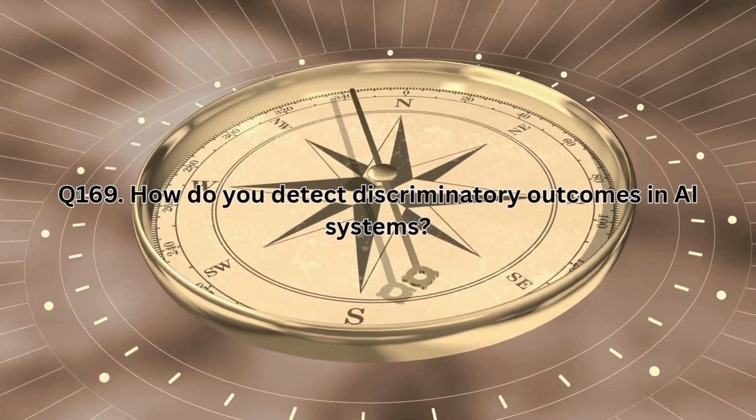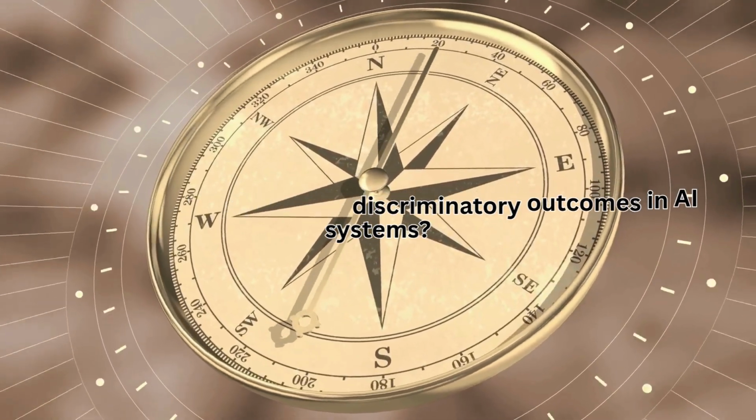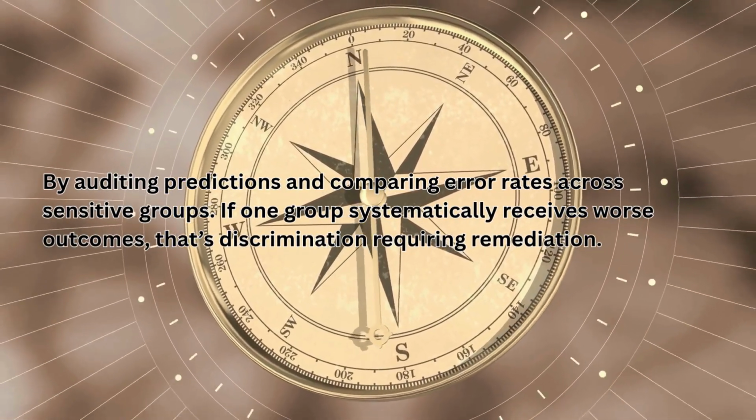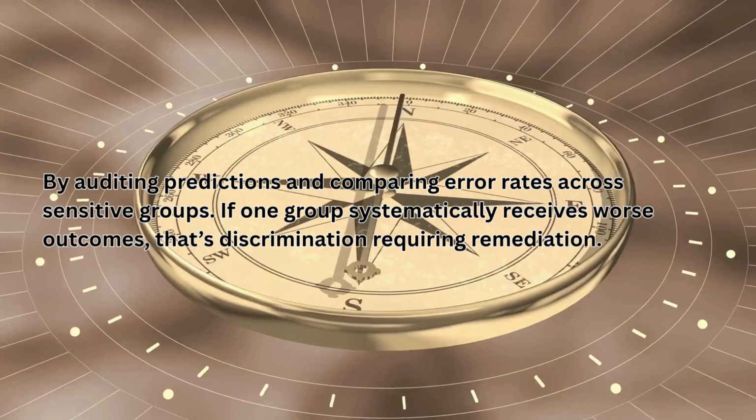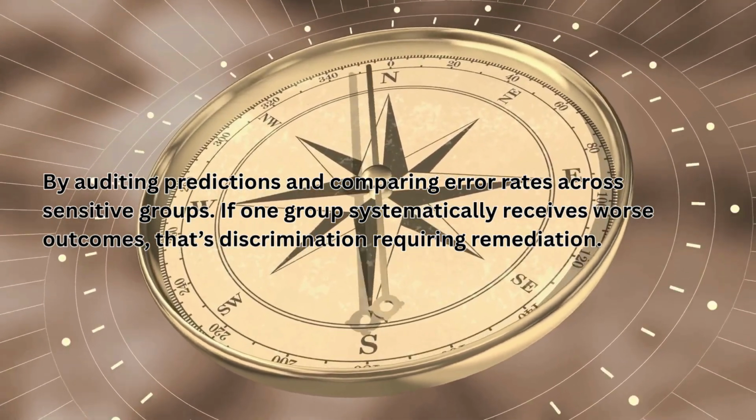How do you detect discriminatory outcomes in AI systems? By auditing predictions and comparing error rates across sensitive groups. If one group systematically receives worse outcomes, that's discrimination requiring remediation.